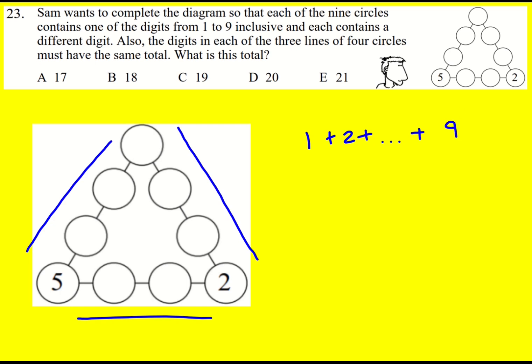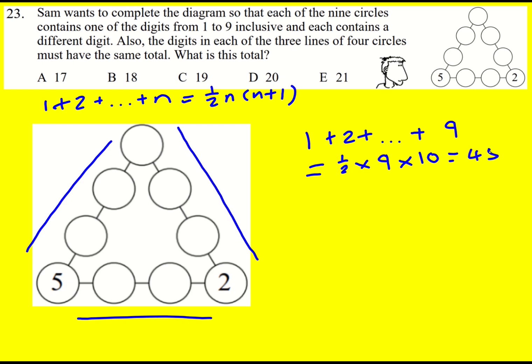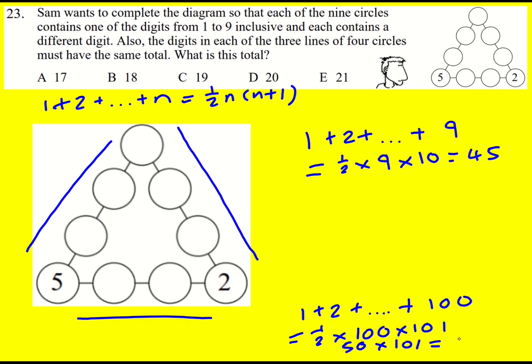There is actually a really quick way to add up the numbers from 1 to n, which I'm going to share with you. It's to use the formula a half n times n plus 1. It's worth knowing this for situations such as this. So here I just do a half times 9, my final number, times 10, which gives 45. It's great because you can even add up the numbers from 1 to 100 in moments, because this would be a half times 100 times 101, which becomes 50 times 101, which is 5050.